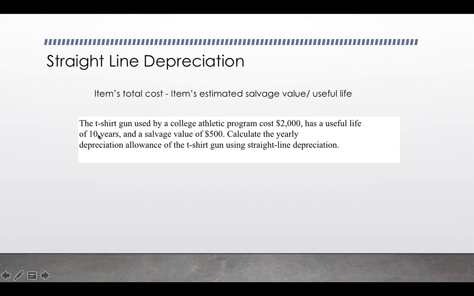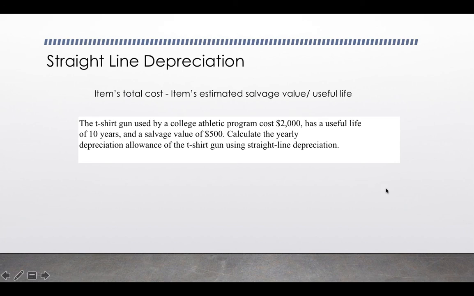Okay, so here's our scenario. The t-shirt gun used by a college athletic program costs $2,000, has a useful life of 10 years, and a salvage value of $500. I want you to calculate the yearly depreciation allowance on the t-shirt gun using straight line depreciation. So feel free to pause, try to calculate this one on your own, and then come back when you're ready and we'll go over the answer.